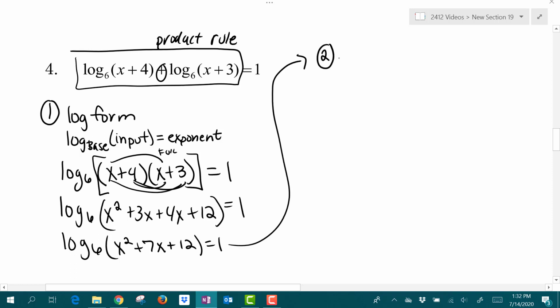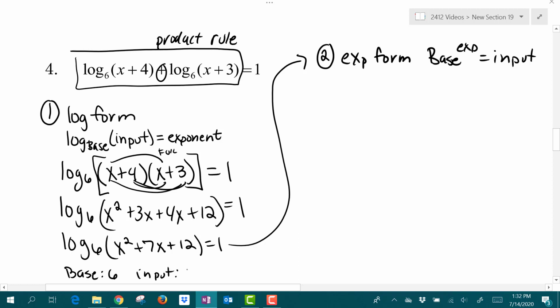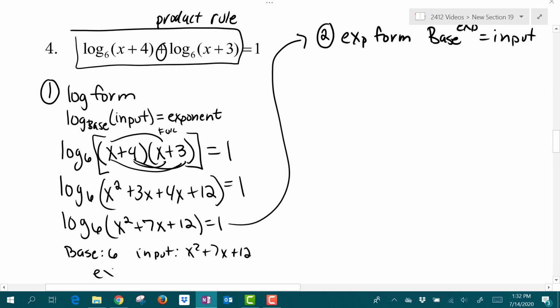Okay, so step 2 would be to now take that log form and convert it to exponential form. That means we want the base raised to the exponent is equal to the input of the log. So the base of this log is 6. The input is the x squared plus 7x plus 12. And the exponent is the 1.